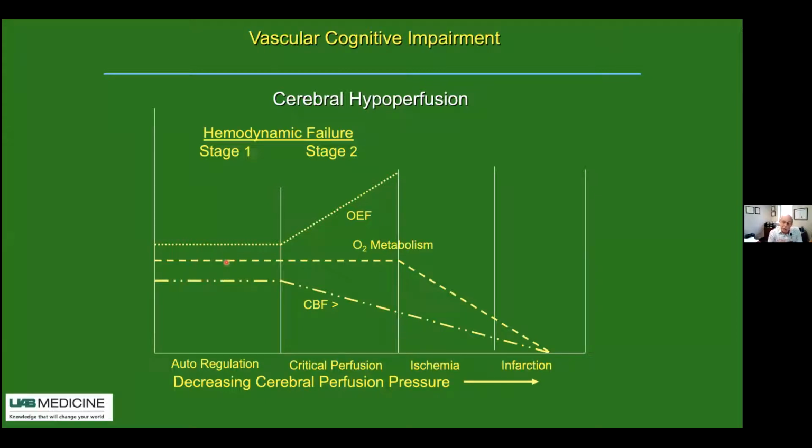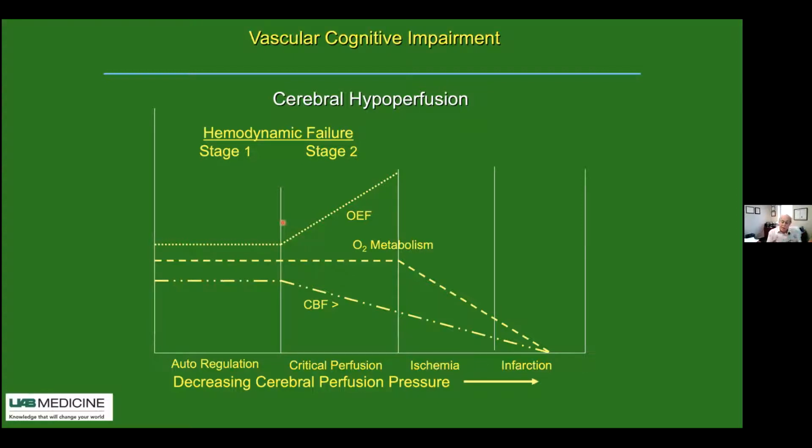If we develop a condition where we get decreased perfusion to the brain for whatever reason, it could be from carotid artery disease, it could be from the heart, it could be from a number of different possibilities, the vessels will expand, and at some point, if the CBF is declining, the vessels will become maximally dilated. At that point, we refer to that as stage 1 hemodynamic failure.